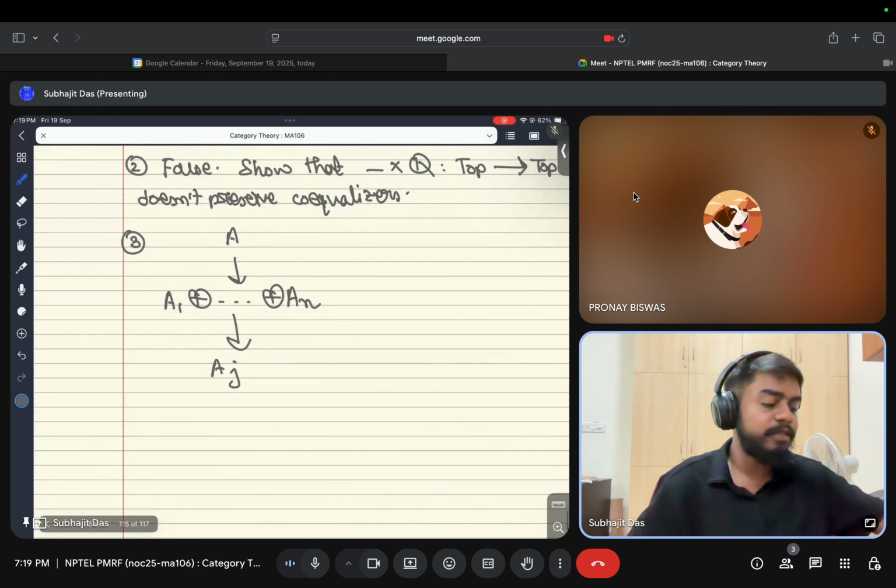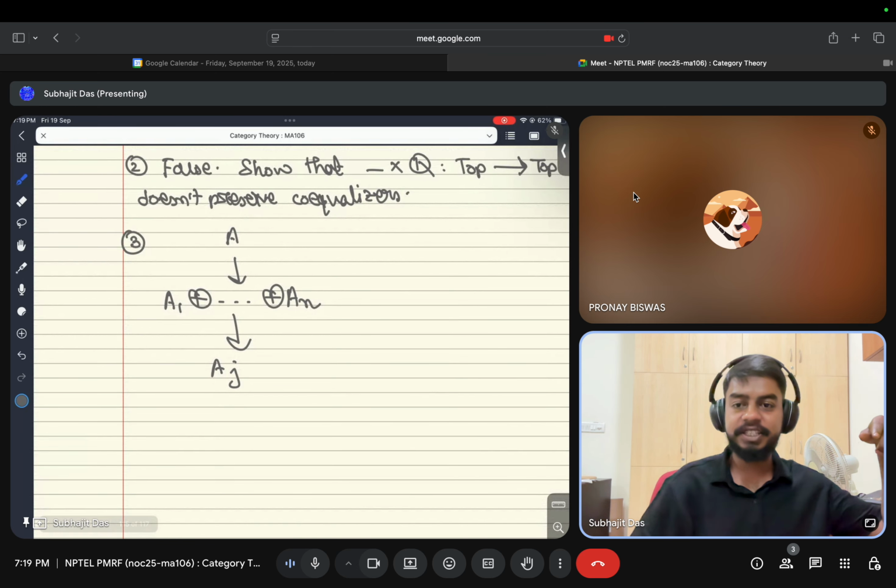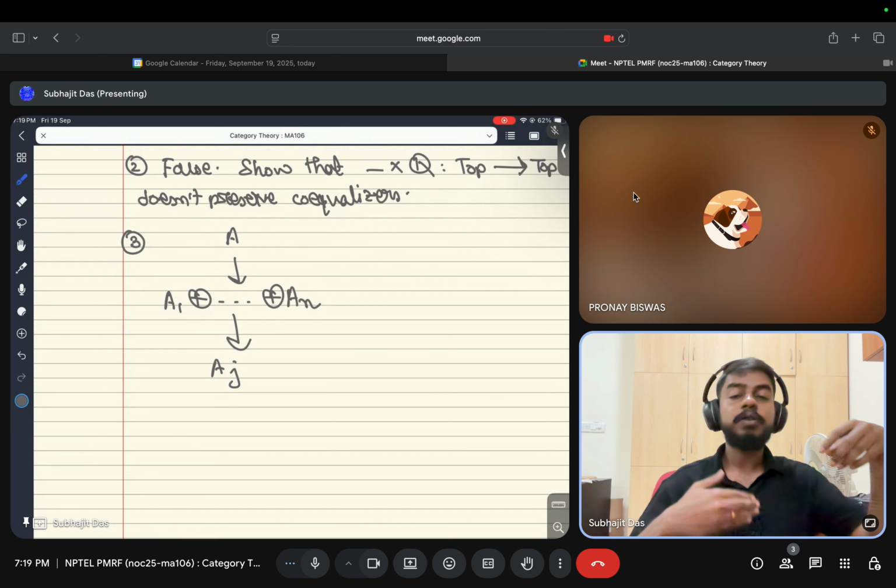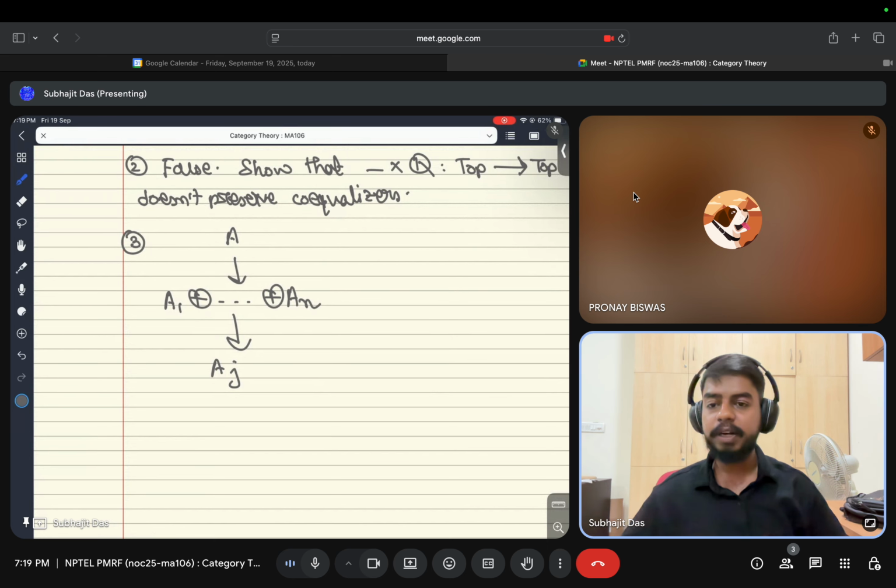Right. Conversely, if you have a map from A to AJ for every J, you can build a map from A to the direct sum. So what is the generic idea, or what is the generic thing that we are pursuing here? I think that was mentioned this week. What is that word?